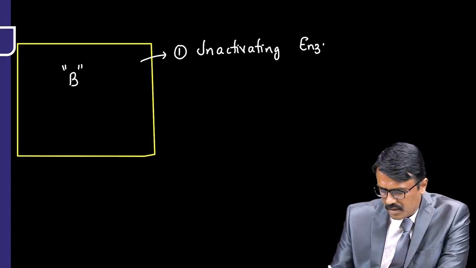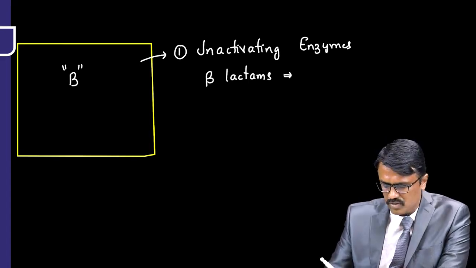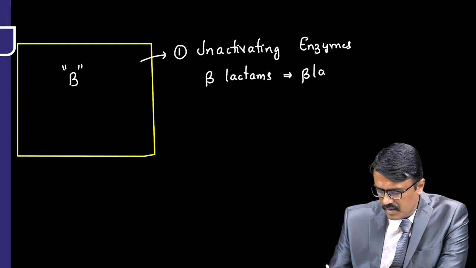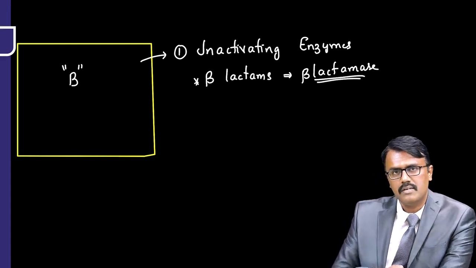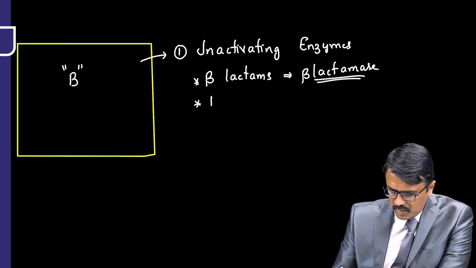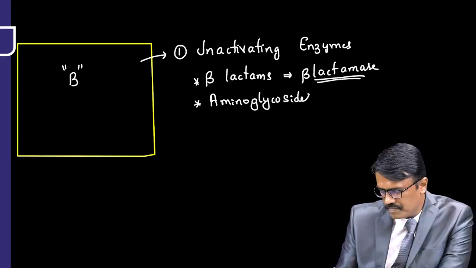So whenever you give the drug, it is inactivated. For example, beta lactams are cut by the enzyme beta lactamase. So if the bacteria is producing the enzyme beta lactamase, the beta lactams will not work. Second, the group called aminoglycosides. They will also have enzymes which will metabolize them.